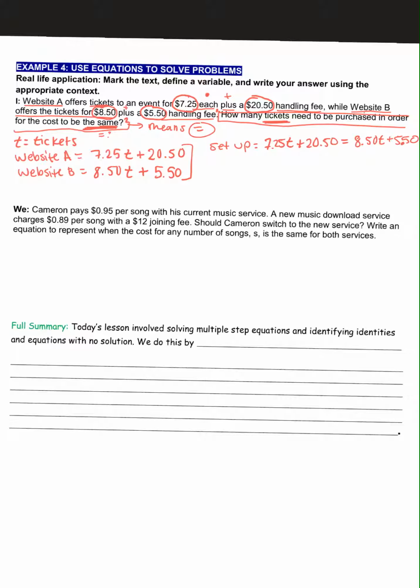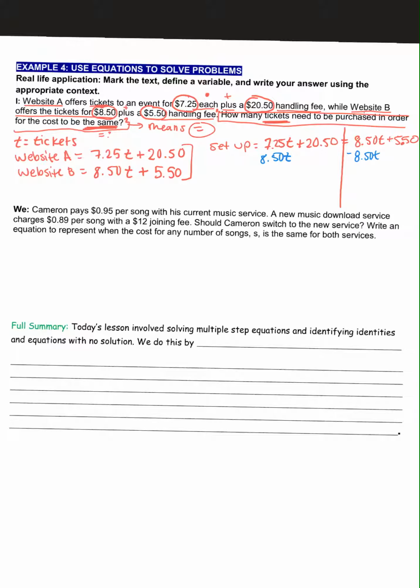All right, now I'm going to solve using inverse operations. So you guys know my favorite step. My favorite step is to move the one on the right over to the left. So here's my two sides. The opposite of a positive is a negative. I'm going to switch colors just so it doesn't look like it's all bleeding through. So I'm going to subtract 8.50 T from either side.